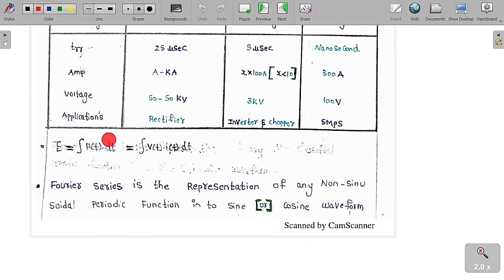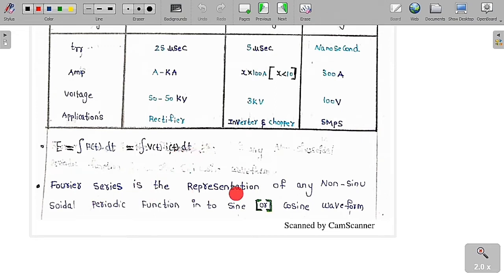So energy is equal to the integration of power into dt. So it is equal to the integration of V of t into I of t into dt. So therefore, energy is the area under the power versus time graph. So the area under the power and time graph is called the energy, or simply the integration of V of t into I of t into dt.